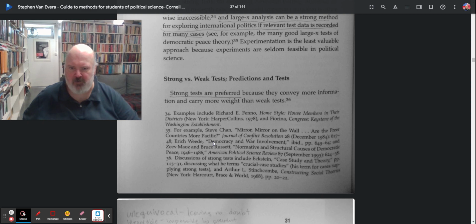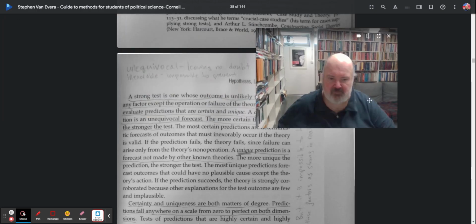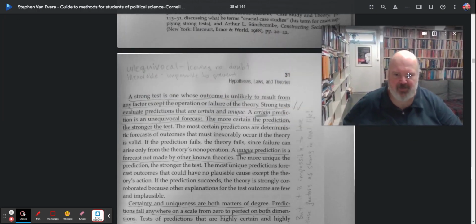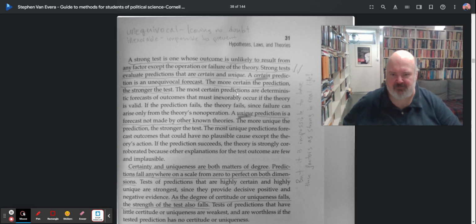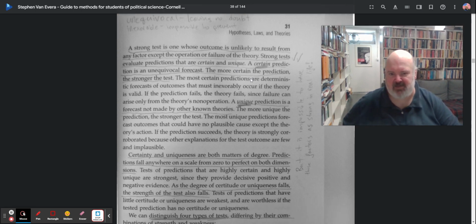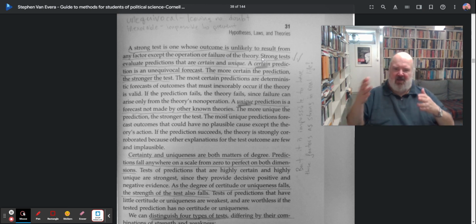This is why we do strong tests. We should have strong tests because they convey more information and carry more weight than weak tests. Again, I apologize for the handwriting, but these are notes from the edition I've been working on. A strong test is one whose outcome is unlikely to result from any factor except the operation or failure of the theory.